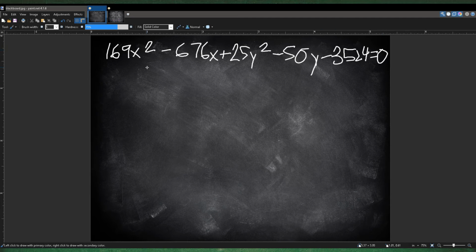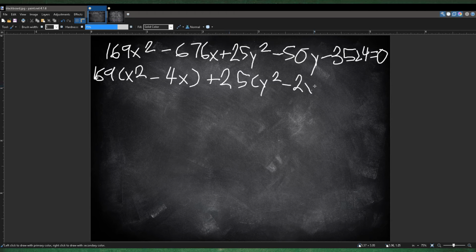So as I did before, take out the coefficients in front of the x squared term and the y squared term. So that's 169 (x squared, and 676 divided by 169, using your calculator, is 4) x. Then plus, take out the 25: that's (y squared minus 2y), and then minus 352.